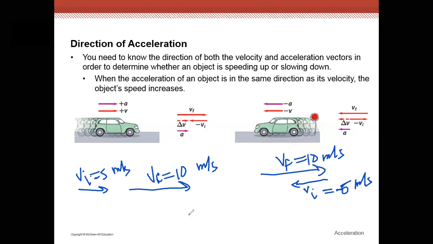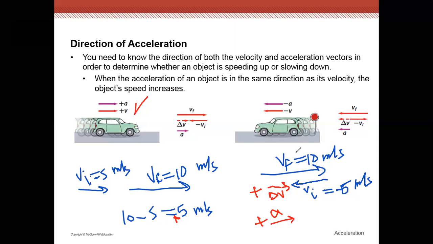Okay, so Vf minus Vi, it means 10 minus 5 will be 5 meters per second. So this will be delta V, and its sign is positive, so delta V will be here. This delta V. Okay, and so the acceleration will be the same after you divide delta V over time. So now we have the acceleration, and both directions are the same. This one is positive, this one is positive. So what do you know about the object? The object is speeding up.